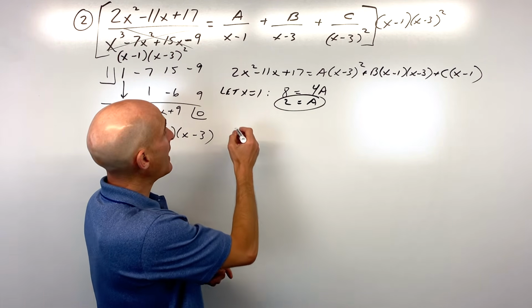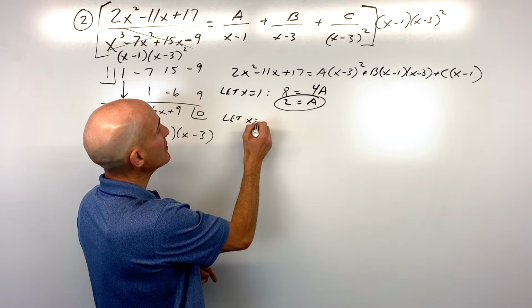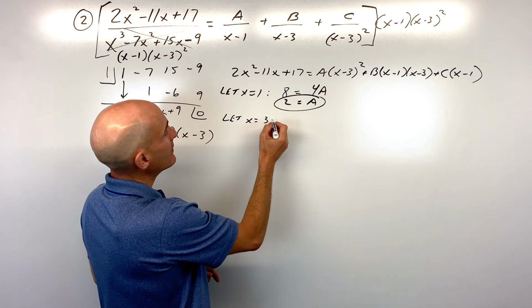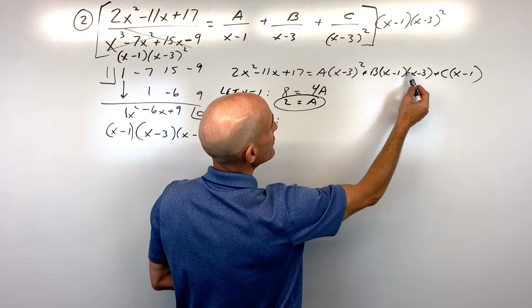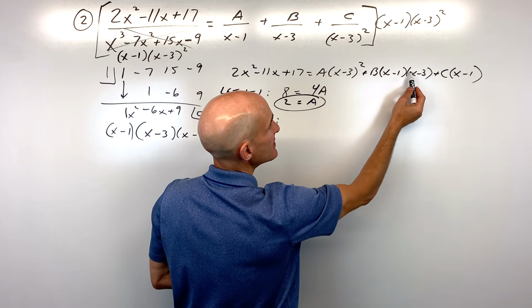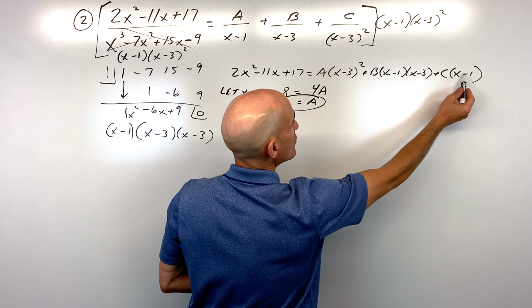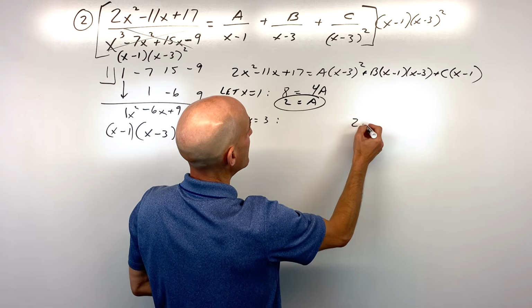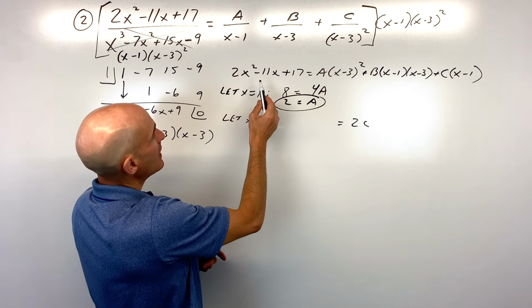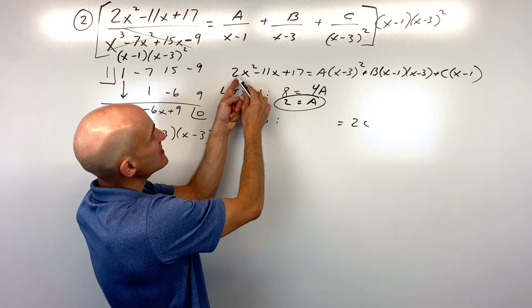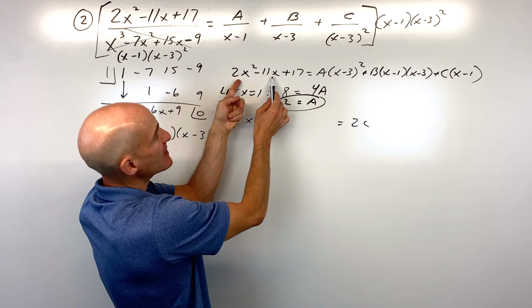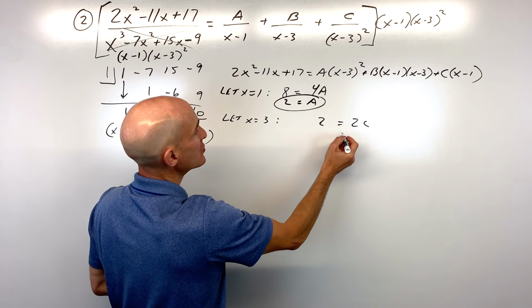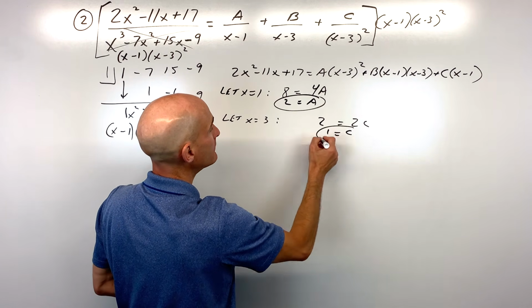Okay, great. So now we want to let x equal 3. Now why 3? Because 3 is going to cancel out this group, because if this is 0, 0 times anything is 0. And that's going to give us 3 minus 1 is 2C. So we have 2C equals 3 squared is 9 times 2 is 18 plus 17 is 35 minus 33 is 2. So you can see that we have C is equal to 1.